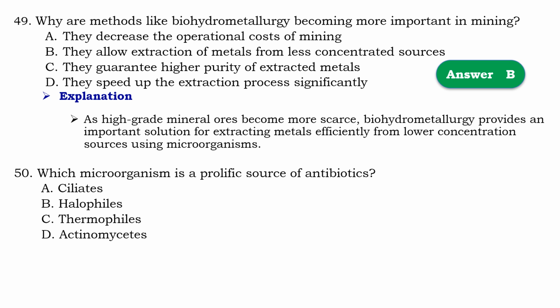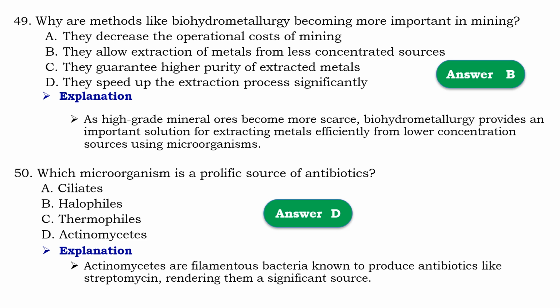Question number 50. Which microorganism is a prolific source of antibiotics? So that should be D, actinomycetes. Actinomycetes are filamentous bacteria known to produce antibiotics like streptomycin, rendering them a significant source.